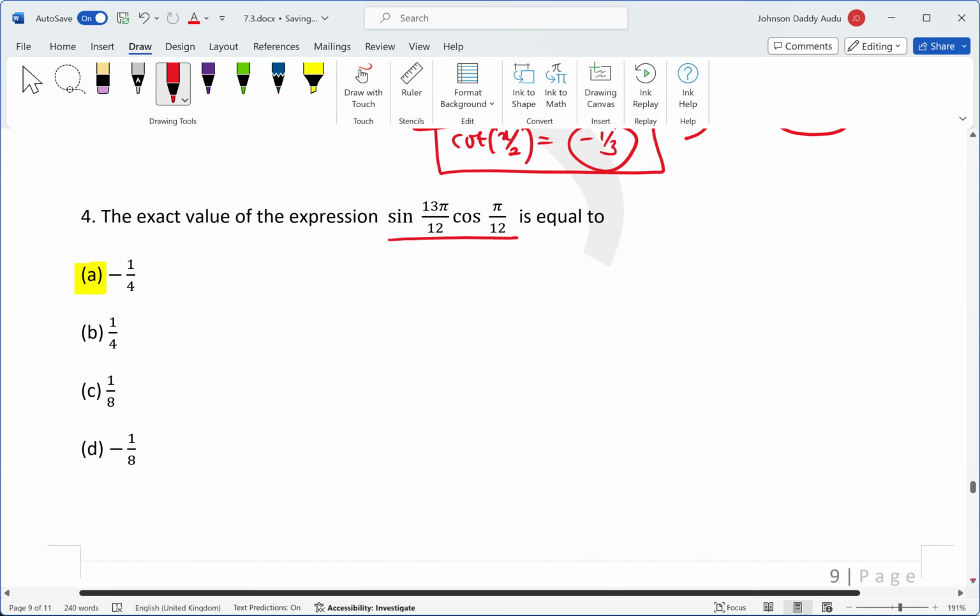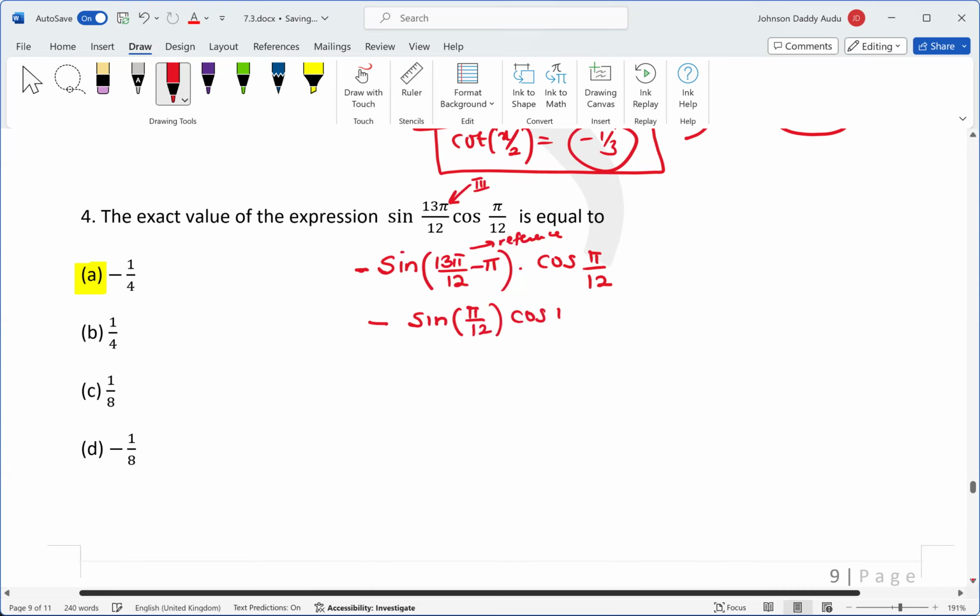This expression, we can write it as, we have to look at what is 13 pi over 12. This is going to be sine 13 pi over 12. Which quadrant is it in? You can see that this is definitely in quadrant number 3. Yes. So sine is negative, so this will be minus, right? And then we will use 13 pi by 12 minus pi as the reference, multiplied by cosine pi over 12. So everything will be minus sine of 13 pi by 12 minus pi, which will give us pi over 12, cosine pi over 12.